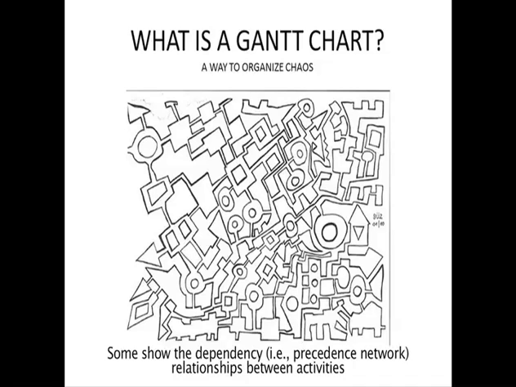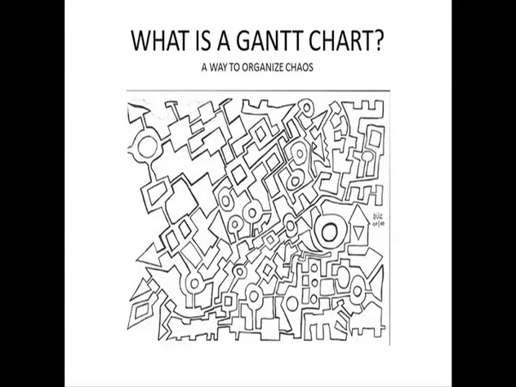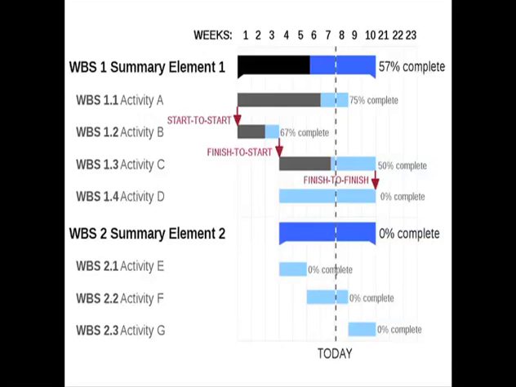In short, the chart is a tool for turning complexity bordering on chaos into an organized breakdown of all the component parts of a project turned into a timeline. Gantt charts can be used to show current schedule status using percent complete shadings and a vertical today line as shown.